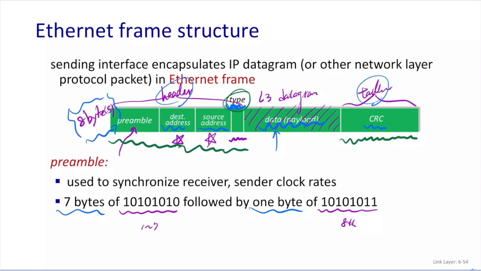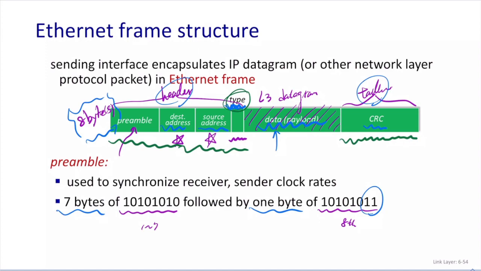So as a receiver, if there's a signal and you hear it, you have some time to synchronize your receiving clock with these 8 bytes. In total, there will be 64 bits. So you keep counting 1 0 1 0 1 0 and keep up to be synchronized with the sending rate. After you hear the last 2 bits are 1 and 1, you know the next bit will be the first bit of the destination address. So you have some time to tune your receiving clock.